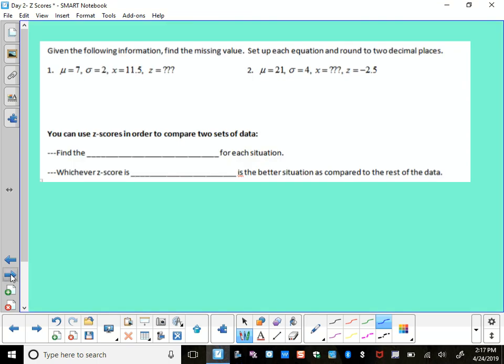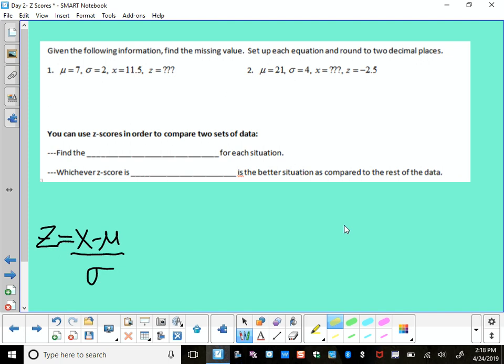All right, so let's take a look at this. Remember that our formula is z-score equals x minus the mean divided by the standard deviation. You don't have to write this over right now, just remember that. So it says, given the following information, find the missing value, and set up each equation and round to 2 decimal places.